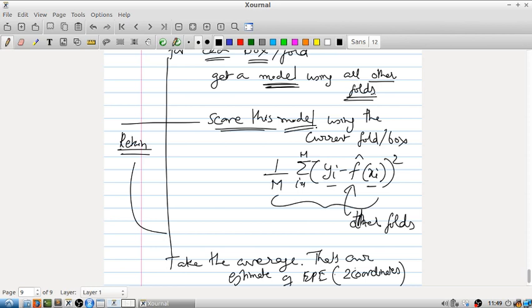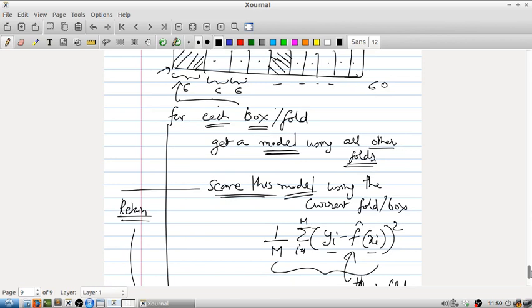Is that confusing or is that clear? So let's ground it in the context of subset selection. The scoring is for a model that I computed using the remaining data.